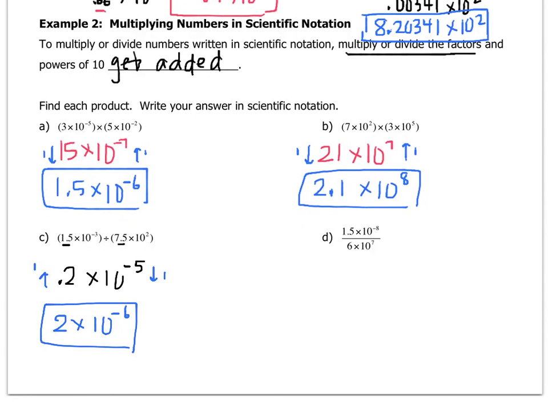When you divide, you get 0.25. And when you subtract the exponents, you get negative 15. This has to go up 1 to become 2.5, so this will go down 1. So the answer is 2.5 times 10 to the negative 16.